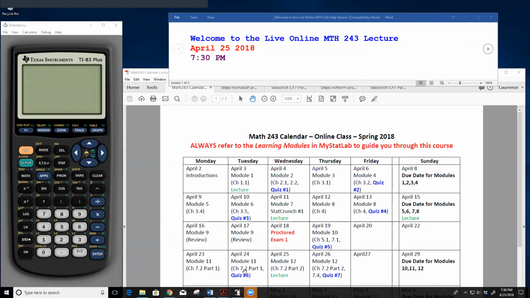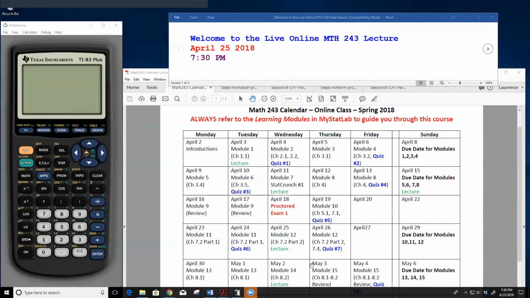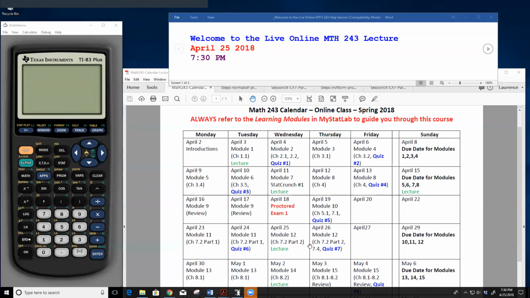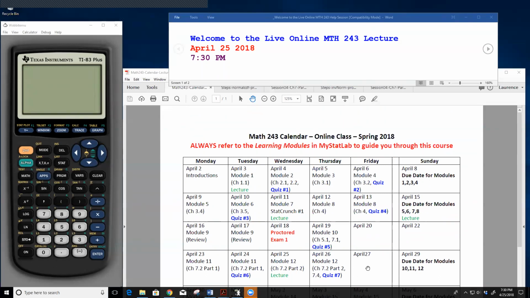If you rush through part one, you're going to have trouble when you get to part two because this builds on that. And guess what? What we're doing next week will build on this. It just keeps building and building and building. So it's important that you master the material well.